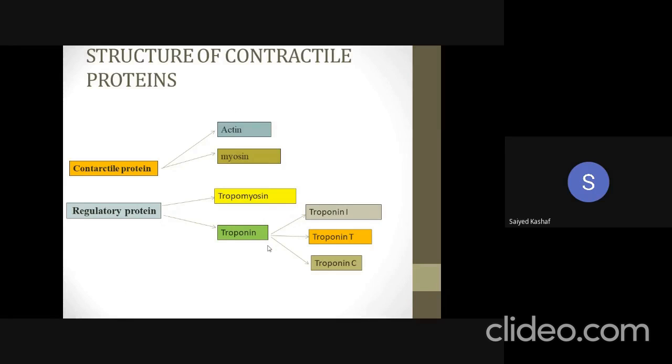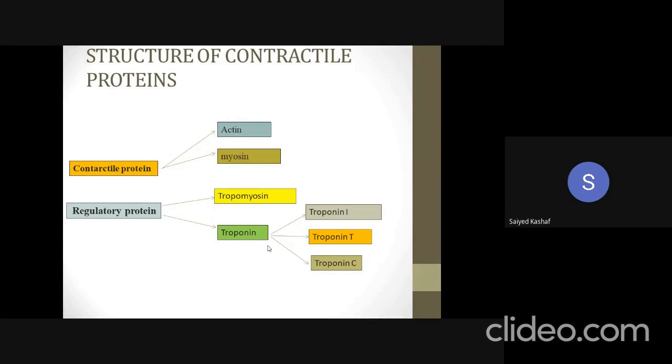There are two types of protein: contractile protein and regulatory protein. The contractile proteins are of two types, actin and myosin, whereas the regulatory proteins are also of two types, tropomyosin and troponin. As the name suggests, the contractile proteins participate in the contraction, whereas the regulatory proteins participate in a switch on or off mechanism of the contraction, right?